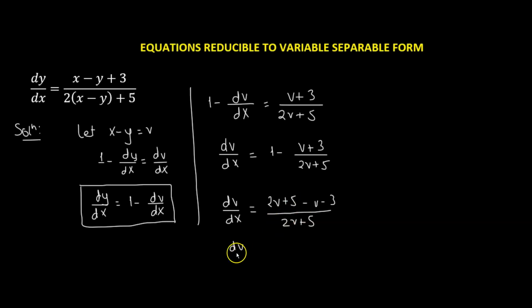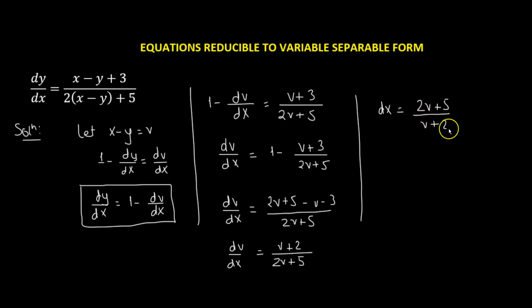That gives us (v plus 2) divided by (2v plus 5). Now we can separate the differentials to get dx equals (2v plus 5) divided by (v plus 2) dv. Now what we have done, we have successfully reduced the given differential equation to a separable form. So that means now we can integrate both sides.